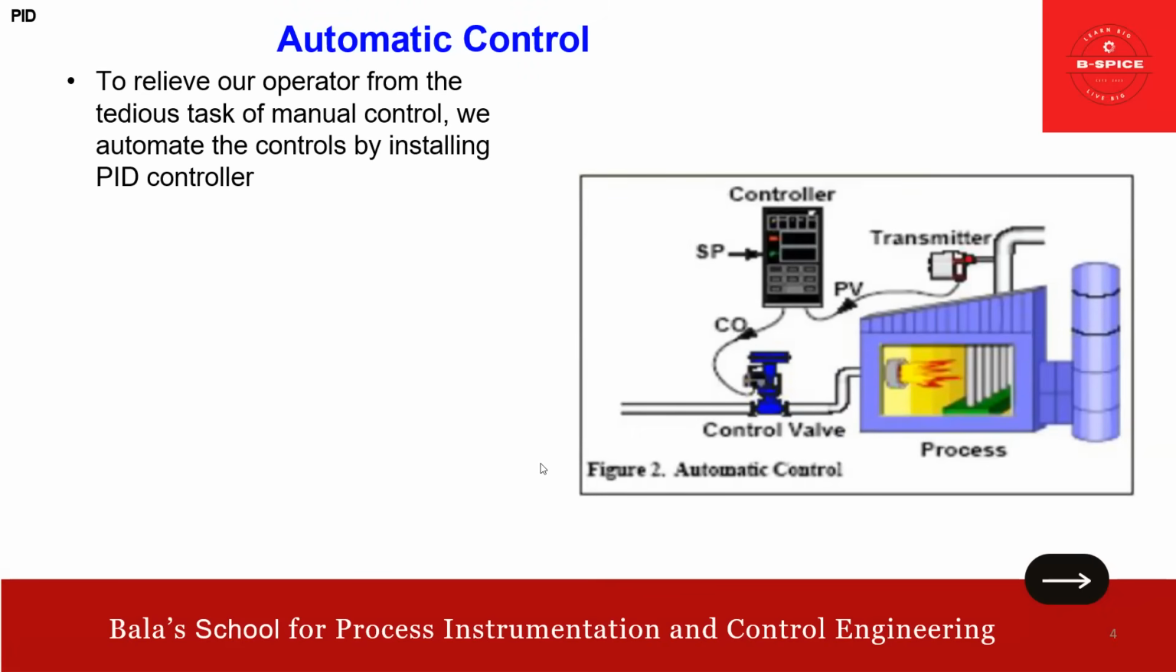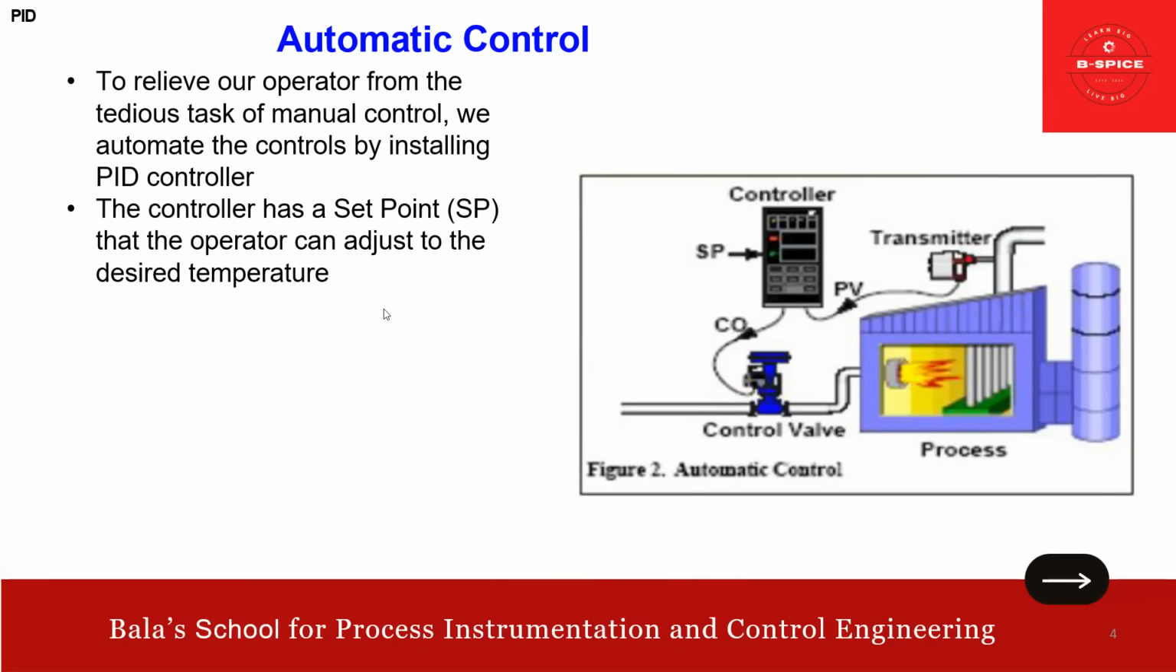Then comes the automatic control. To relieve our operator from the tedious task of manual control, we automate the controls by installing the PID controller. Okay, typical PID controller. Okay, so the controller has a set point. They have a set point that the operator can adjust to the desired temperature using this measurement.